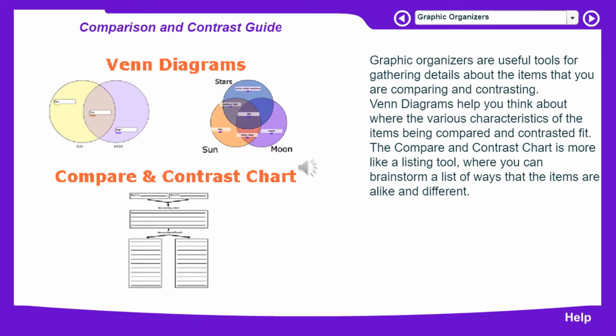Graphic organizers can be helpful tools for gathering details about the items that you're comparing and contrasting. Venn diagrams help you think about where the various characters of the items are being compared and contrasted fit. The compare and contrast chart is more like a listing tool, where you can brainstorm a list of ways that items are alike and different.